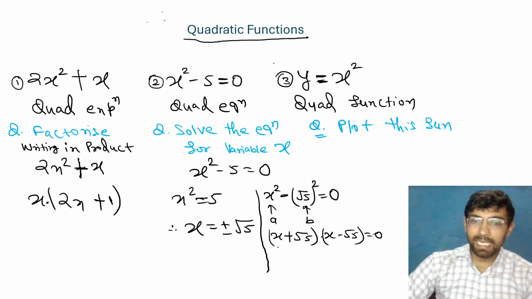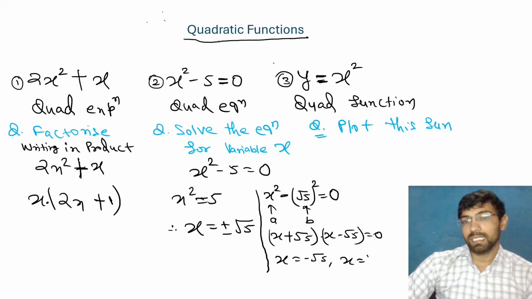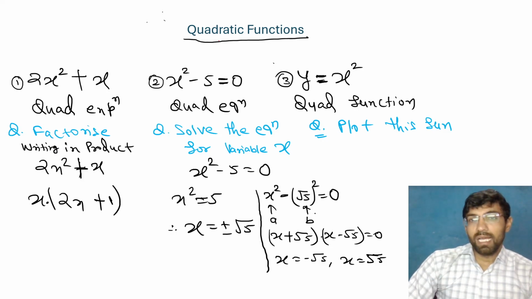It means either the first bracket x plus root 5 will be 0, which will give me x equals to minus root 5, or the second bracket x minus root 5 will be 0, which will give me x equals to root 5. Okay, so we are done with these two.